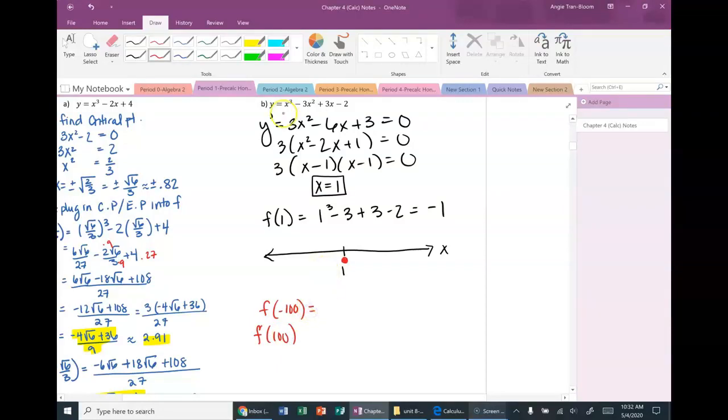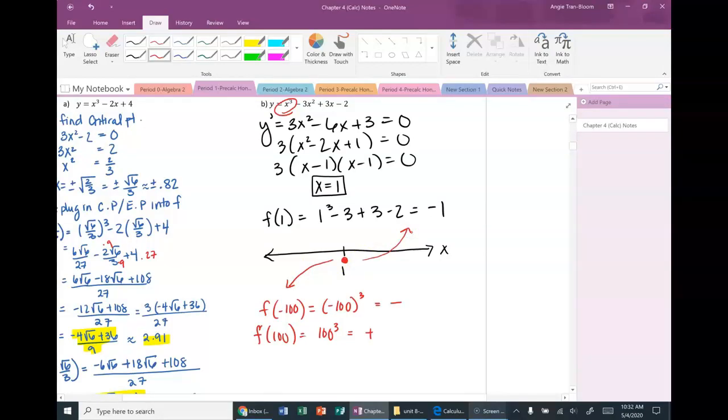So again, because the first term is a cubic, it's going to be negative 100 to the third. That will always be negative. This is positive 100 to the third. That's always going to be positive. It means that the left side is always going to go down that way, and the right side always goes that way.